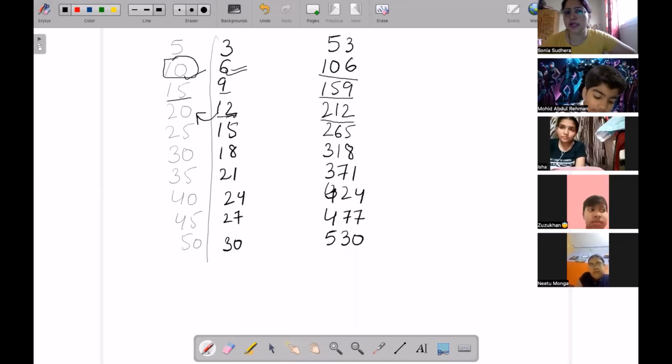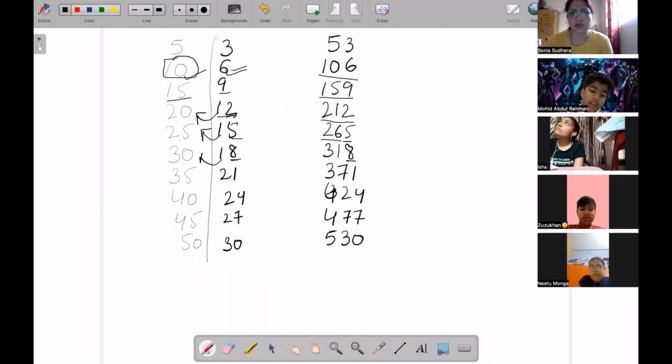So 212. Okay. From here 5 we will write as it is. Then 1 will carry over. So 25 plus 1 is equal to 26. So the answer is 265. Fine. Then 8 as it is, then 1 carry over, 30 plus 1, 31.